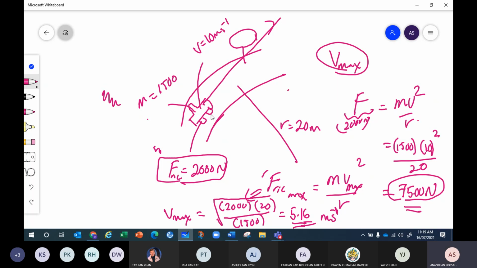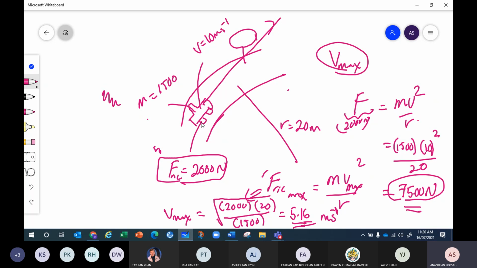So in the exam, they will ask you: a car moves in a curvature, what is the V max? You should remember that when the V is maximum, the friction is maximum. The maximum friction depends on the condition of the tire. You remember, right?